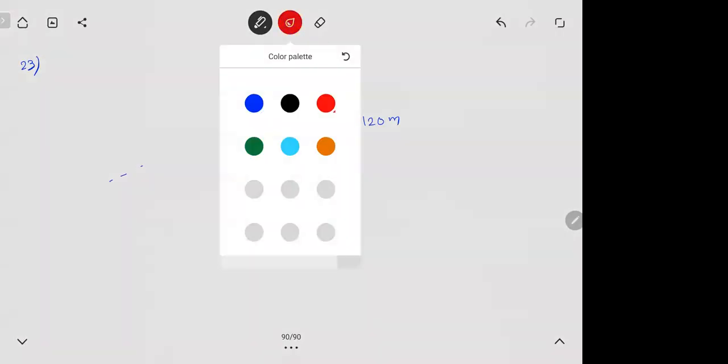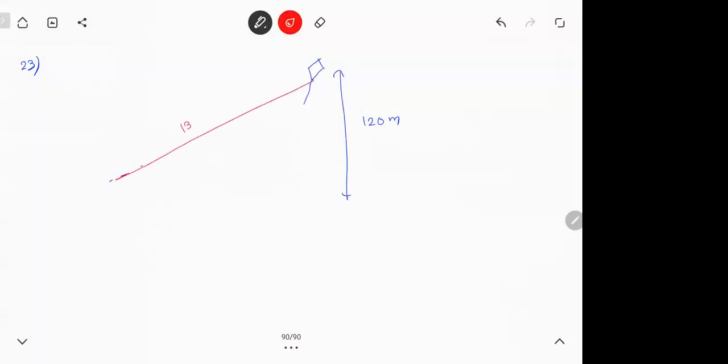23. Let's see what he is asking again. A kite is at a height of 120 meters, and 130 meter string is out. This is a string. And he's saying it is moving horizontally at a rate of 52 meters per second. Okay.